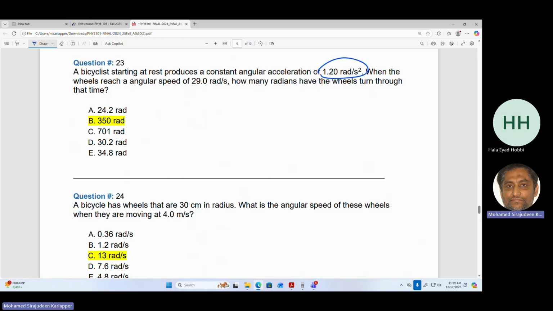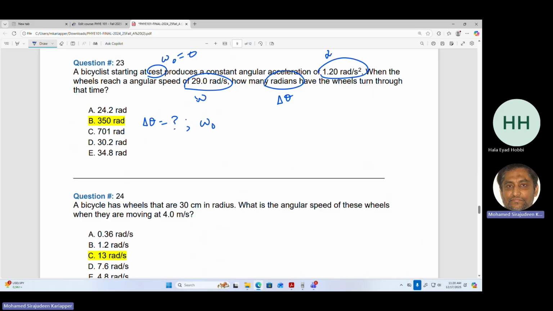So the kinematics now, this is alpha, and they reach an angular speed of 29. So starting with the initial angular speed of 0, you reach the final angular speed. It has a direction, so be very careful, but here it probably doesn't matter, everything is in the same direction. How many radians? That means he is asking for delta theta, right? It's like chapter 2 questions. So we have to worry about delta theta, which we don't know. In fact, that is the question.